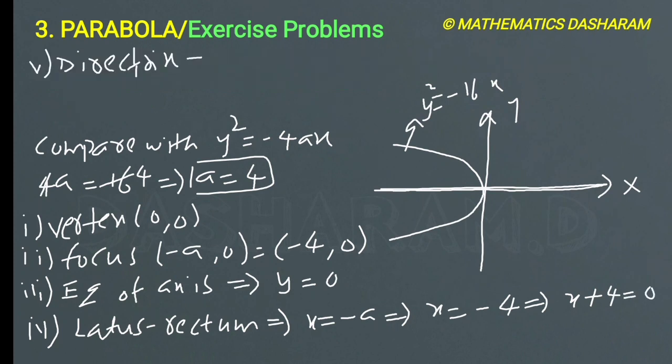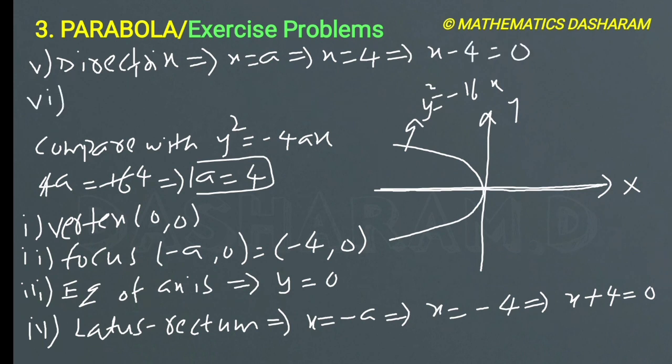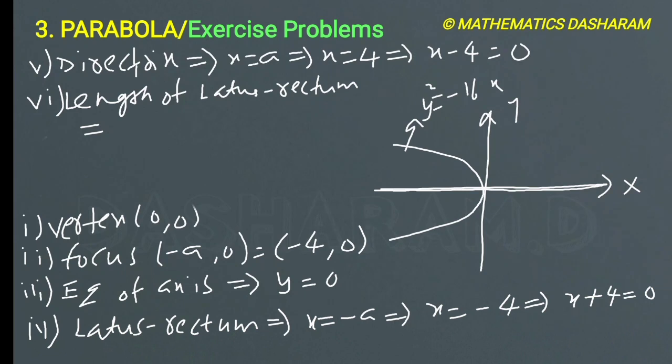Next, the equation of the directrix, so that is x equals to a, so x equals to a value 4, then it implies x minus 4 equals to 0. Next, the last one is the length of the latus rectum. Its formula is 4a, so 4 into a value 4, 4 fours are 16.